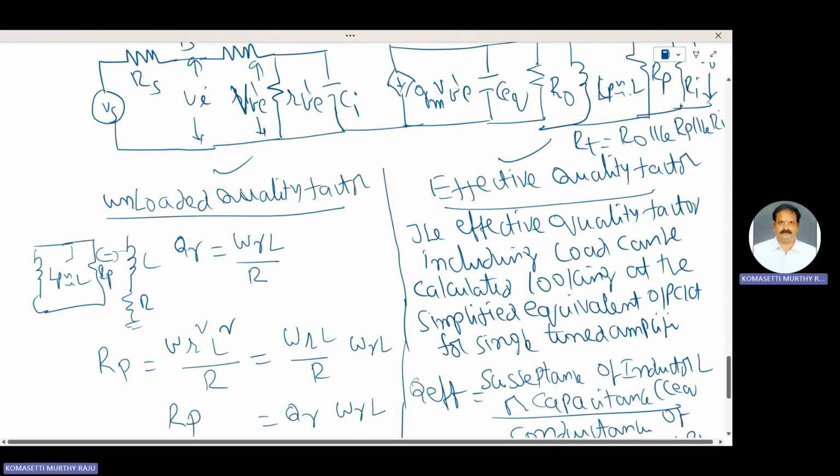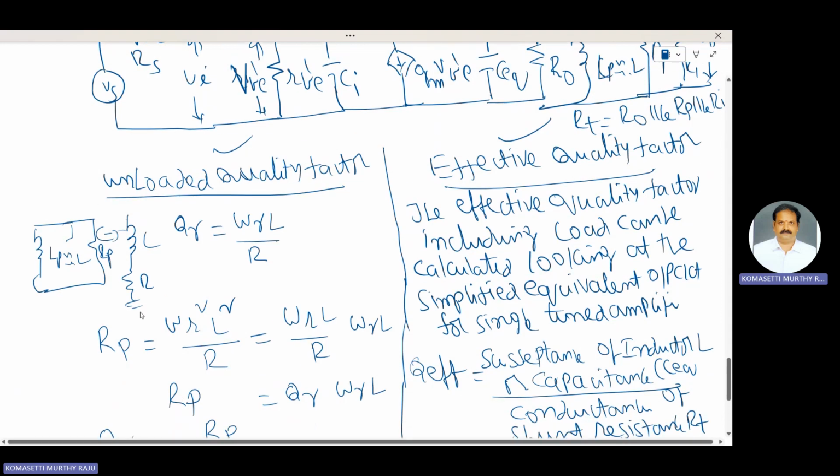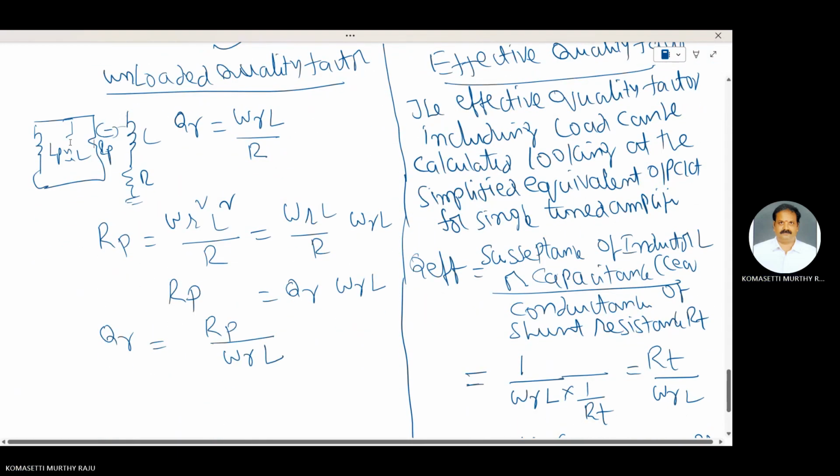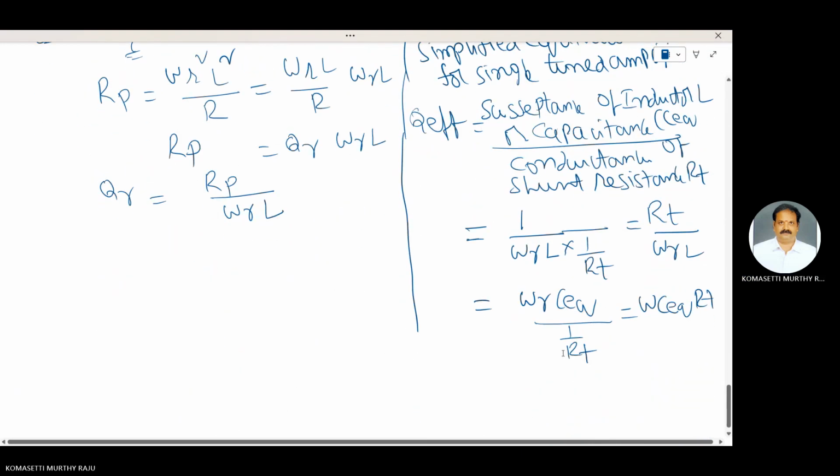Therefore, these two are equal. Unloaded quality factor is replaced with RP, RP acts as the load. That is RP by omega R into L. Here, this one is loaded or effective quality factor. Here include RT. Here include RP. This one is unloaded. This one is loaded.